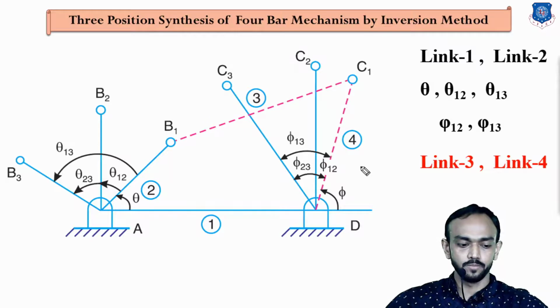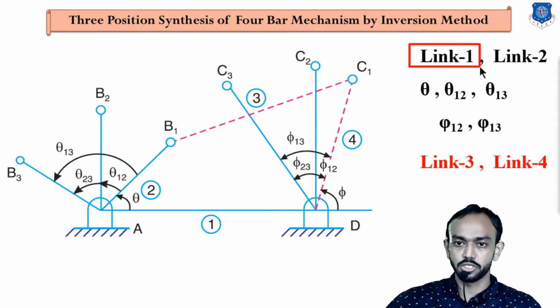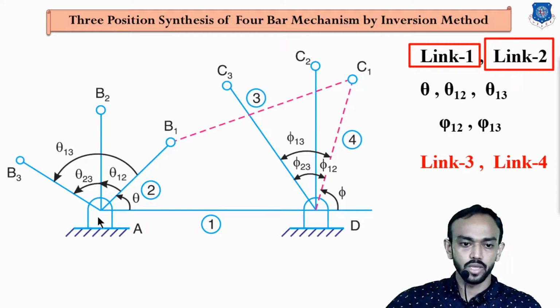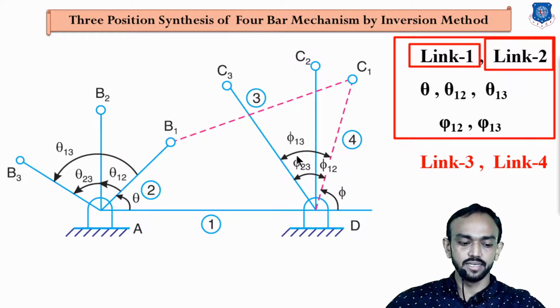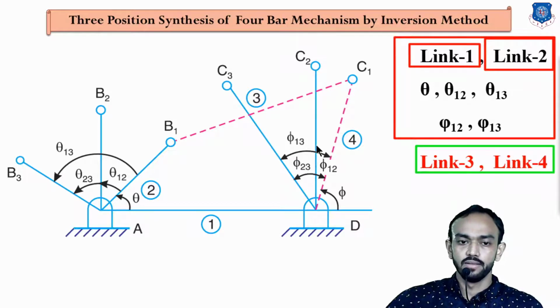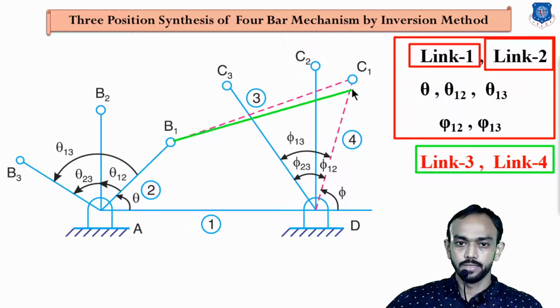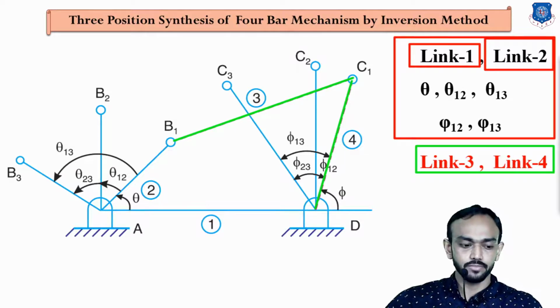We have been given this data for synthesis. The dimensions of link 1 and link 2, the input link, are given, along with theta 1 2, theta 1 3, phi 1 2 and phi 1 3. All this data will be given, and after using this synthesis we will find link 3 and link 4. These lengths will be known after using this synthesis. Let's start.